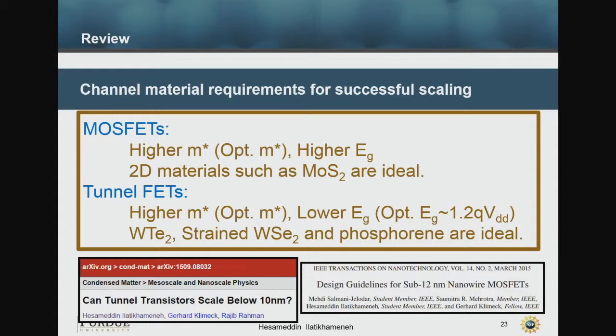But how about the tunnel FETs? In the case of tunnel FETs, it's a bit more strange: we need to go to higher effective mass, but lower band gap. And you can see the best band gap is around 20% above the VDD value. So if you are talking about 0.5 volt, the best band gap is around 0.6 electron volt. But we need to remember that we always need to go to the optimum point in these materials. Again, these 2D materials are good because they usually have a high effective mass, and with thickness control, you can achieve different band gaps in these materials.